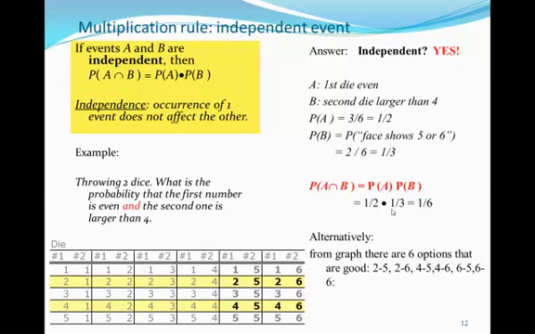Alternatively, from the graph, there are 6 options that are good. Look at these. This table lists all the possible outcomes here. So 6 options are good: 2-5, 2-6, 4-5, 4-6, 6-5, 6-6. So the probability of A intersect B equals 6/36 equals 1/6. That matches with our result of using the multiplication rule.